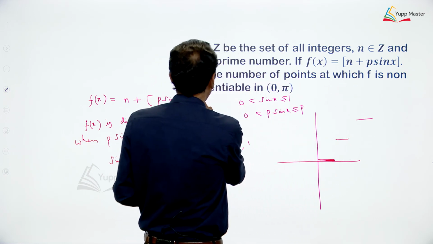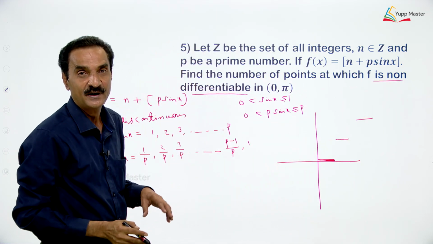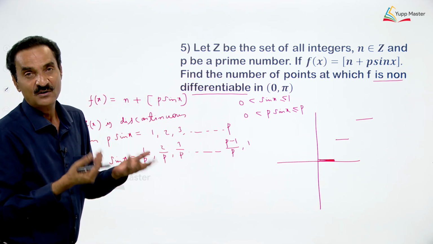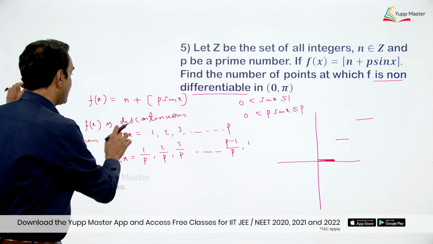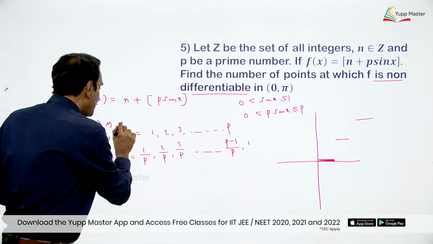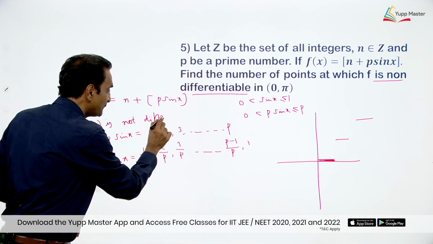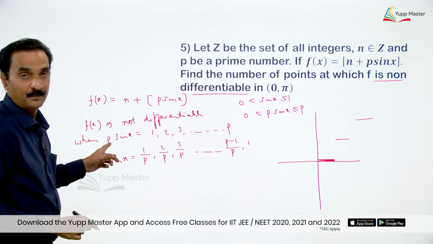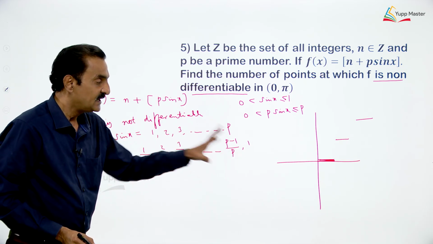Here, we want the number of points at which it is non-differentiable in the interval 0 to pi. So, whenever this is an integer, it will be discontinuous as well as not differentiable. So, f of x is not differentiable when p sin x is an integer. So, sin x will have these values.